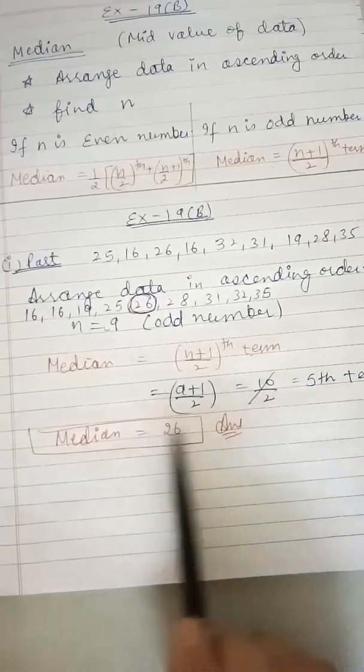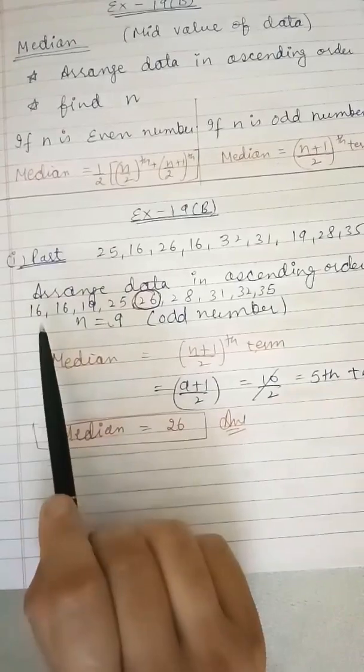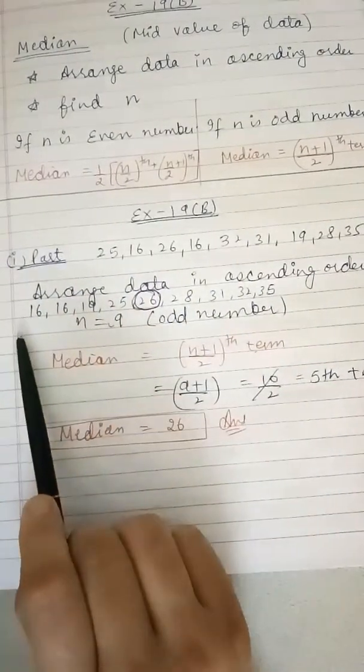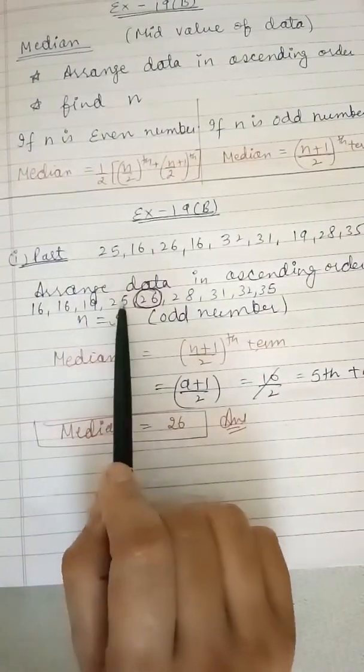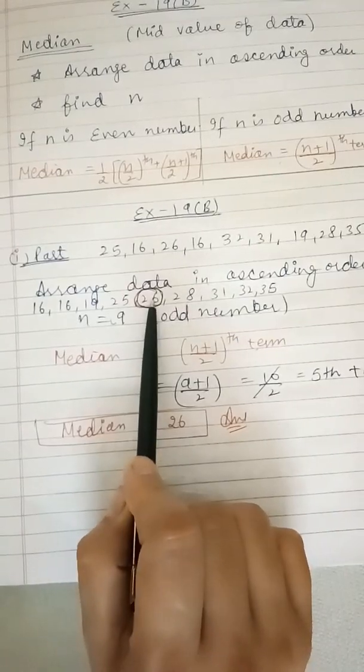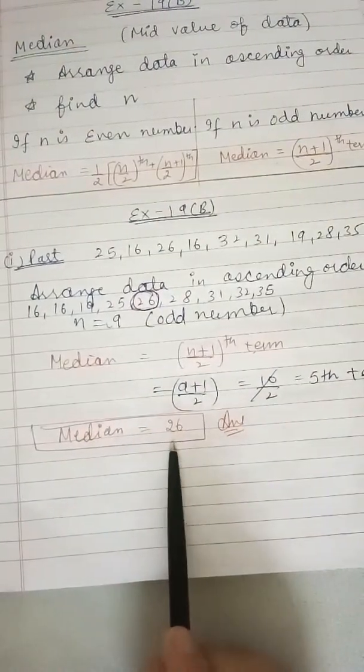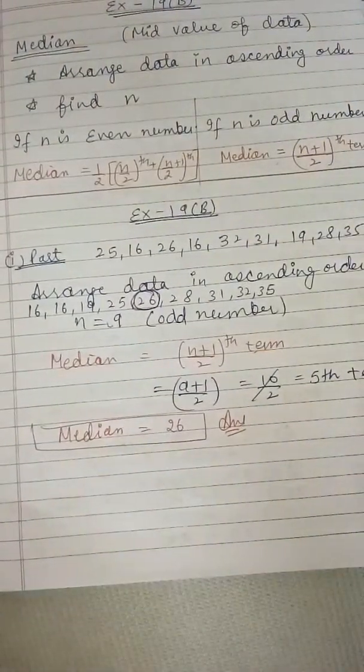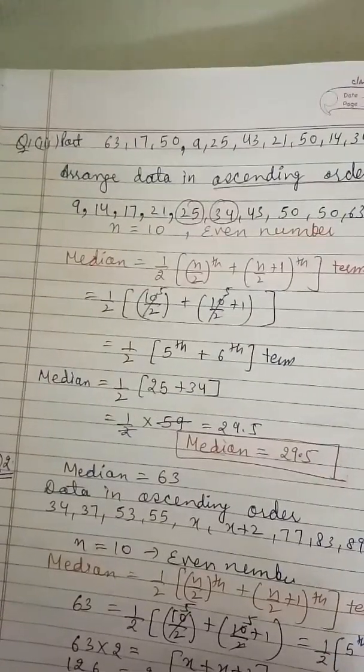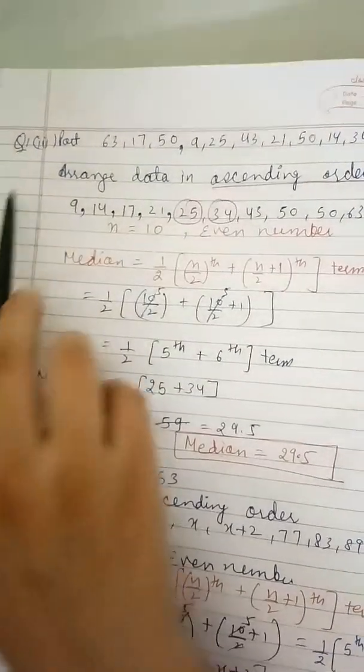Now how to find the value of median? In ascending order, you will see which is the 5th term. 1, 2, 3, 4, 5. So the 5th term is 26. Therefore the median will be 26. So we have already discussed the case of odd numbers. Let us discuss the third part.